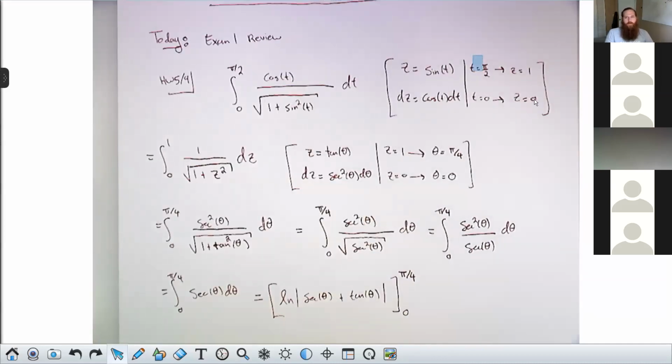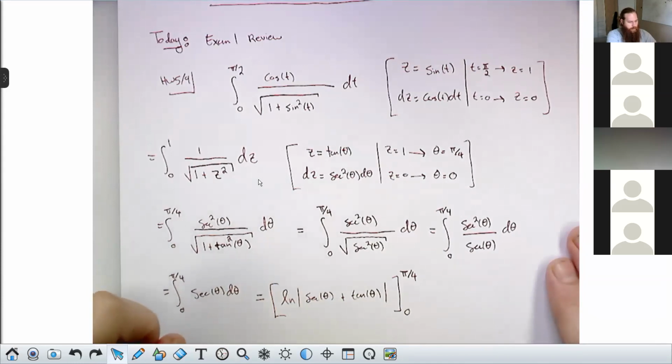Imagine for a minute that we didn't change these bounds. Then you would still get natural log of secant plus tangent, but then you'd have to draw a triangle. You'd use that triangle to go from your theta stuff back to your z stuff. Then you'd have to plug in sine t everywhere for z, and only then could you evaluate between the original bounds. That's a mess. Nobody wants to do that. Much, much easier to evaluate from here with our new bounds.